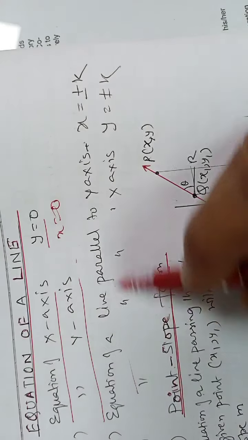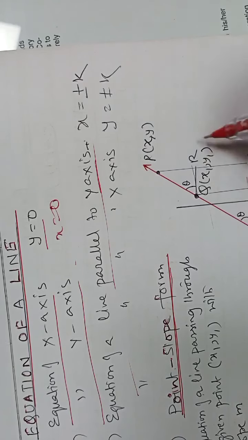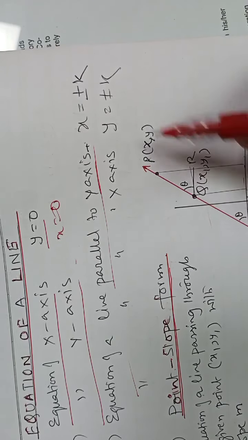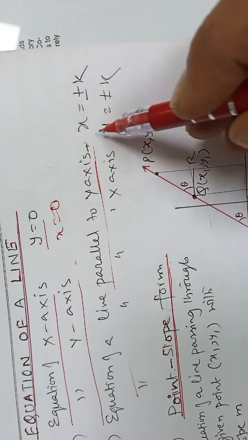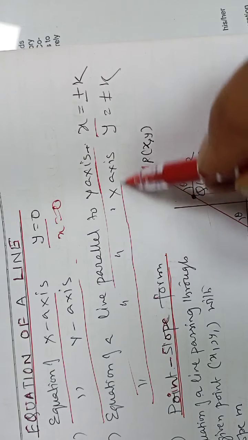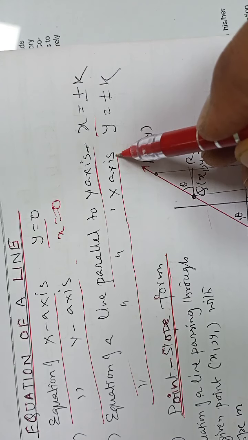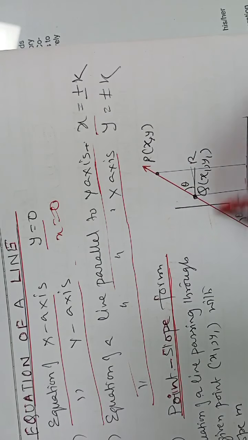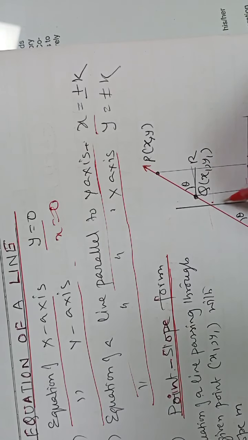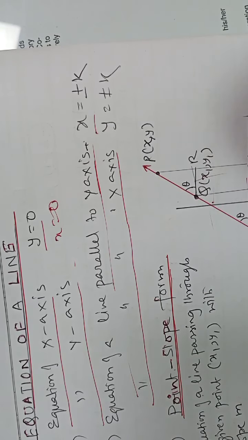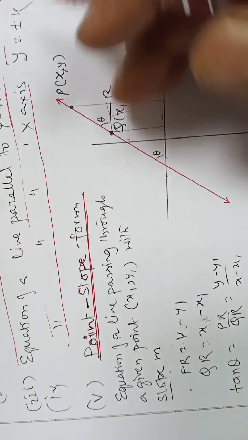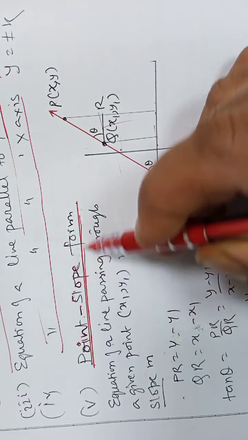Then the equation of a line parallel to the y-axis. If it is parallel to the y-axis, then the value of x can be calculated. So x will be plus minus k. Similarly, for the equation of a line parallel to the x-axis, y is equal to plus minus k. If it is parallel to the x-axis, then some value of y is coming; parallel to the y-axis, some value of x is coming. Okay. Now come to our main form, the point slope form.